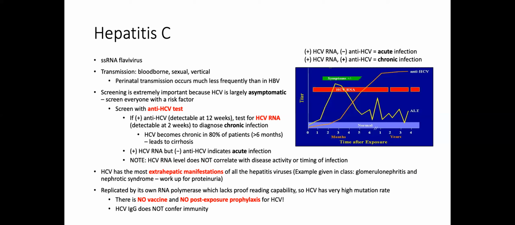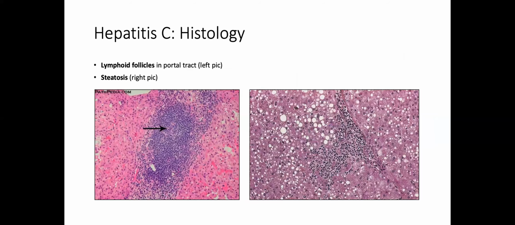The good thing about it is now there's treatment. The problem with the treatment is it's like 12 weeks of treatment, and it completely gets rid of it. However, it's like $100,000, but that is cheaper than a liver transplant. So remember, HCV RNA positive and the antibodies negative, that's acute. If they're both positive, it's chronic.